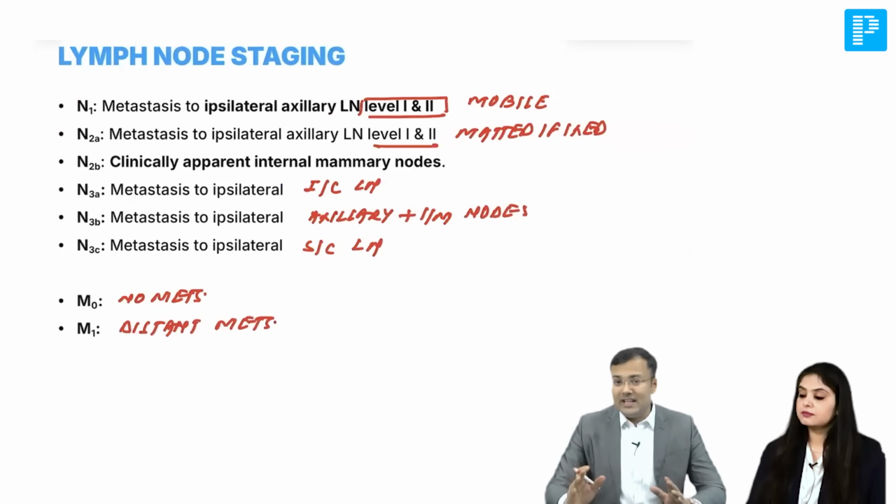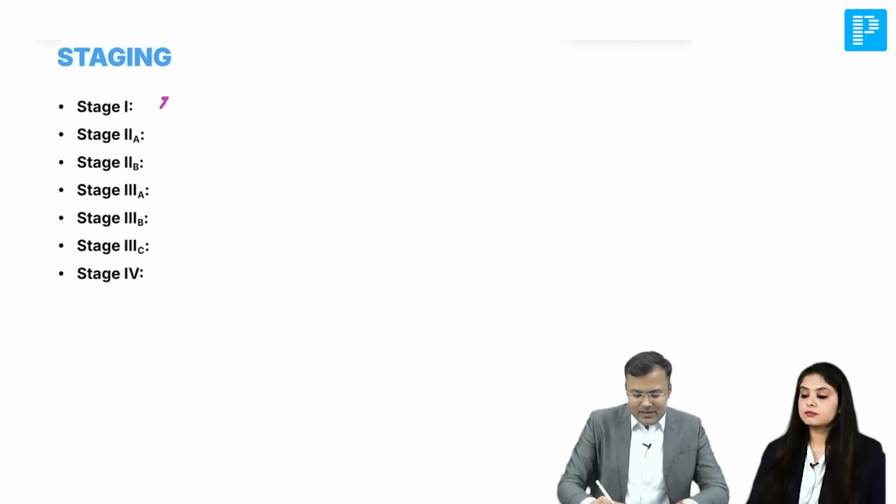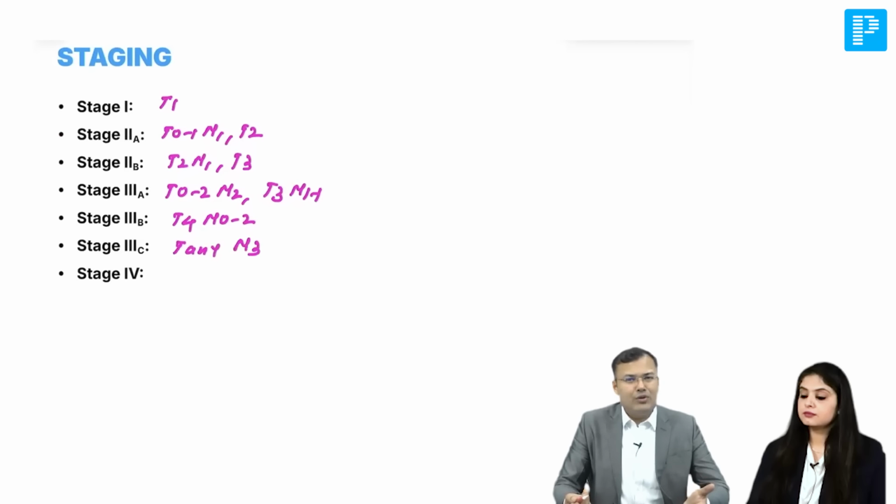You have to remember the TNM staging also. It's very easy to remember, guys. So you can see, what is stage 1? It's T1 N0. What is stage 2A? It is T0 or 1 with N1, and T2 N0. What is 2B? It is T2 N1 and T3 N0. What is 3A? It is T0 to 2 with N2, and T3 with N1 to 2. What is stage 3B? It is T4 with N0 to 2. What is 3C? It is any T with N3, and obviously stage 4 is any T, any N, M1. So it's very, very easy to remember.